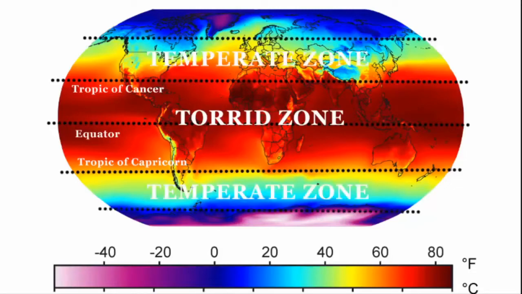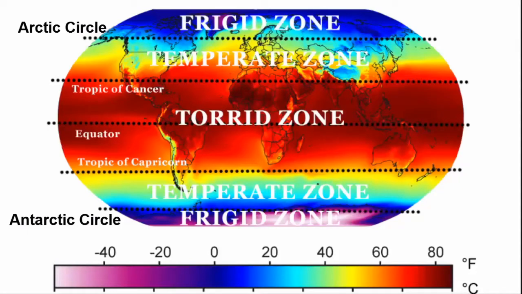As we go further away, we have the temperate zone or the temperate region. This is the area lying in between Tropic of Cancer and Arctic Circle in the northern hemisphere, and in the southern hemisphere it is between Tropic of Capricorn and Antarctic Circle. Now this area has a pleasant climate. That's why you will find most of the tourist destinations in the world located in temperate regions.